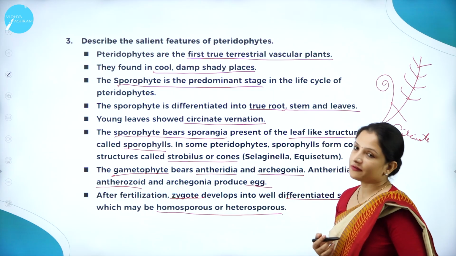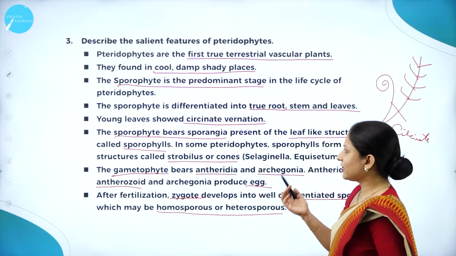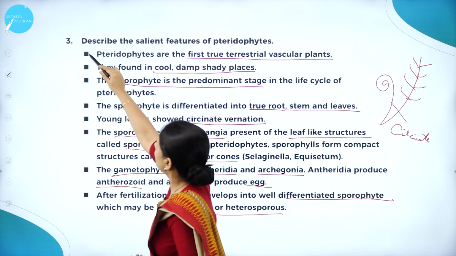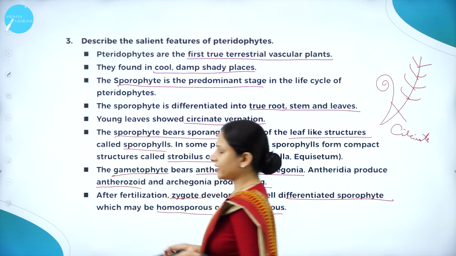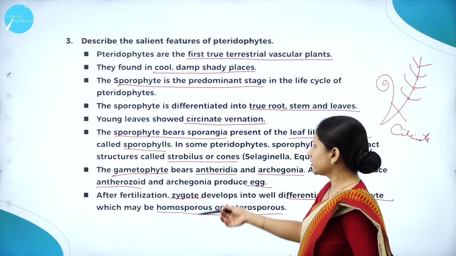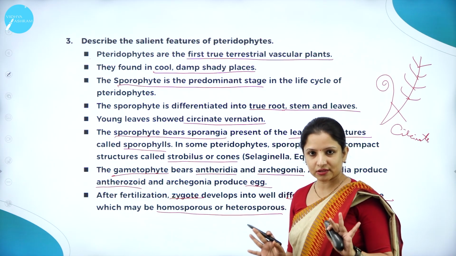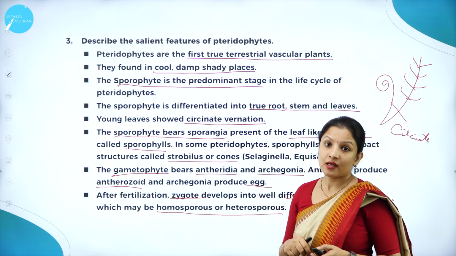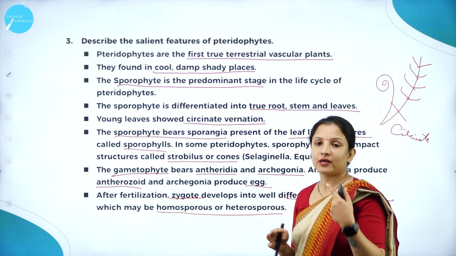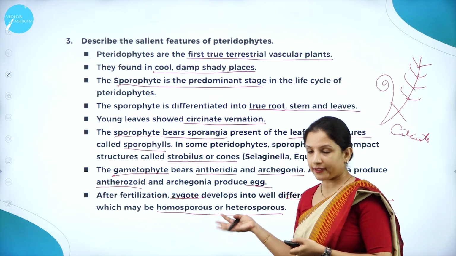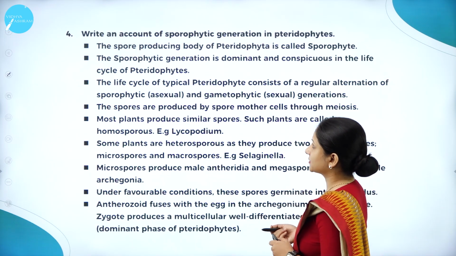So these are the salient features of pteridophytes. Here, any 5 points, if you write till here, 1, 2, 3, 4, 5, any one extra also, it is enough. If you don't write about the fertilization process and all that, it's fine. So these are the peculiar characteristics. They are the first vascular plants to have xylem and phloem, that also you can include.